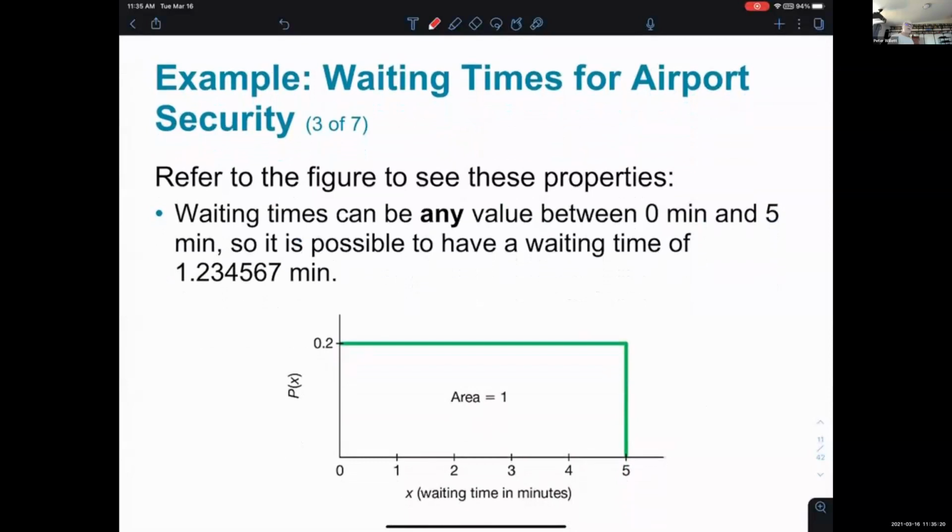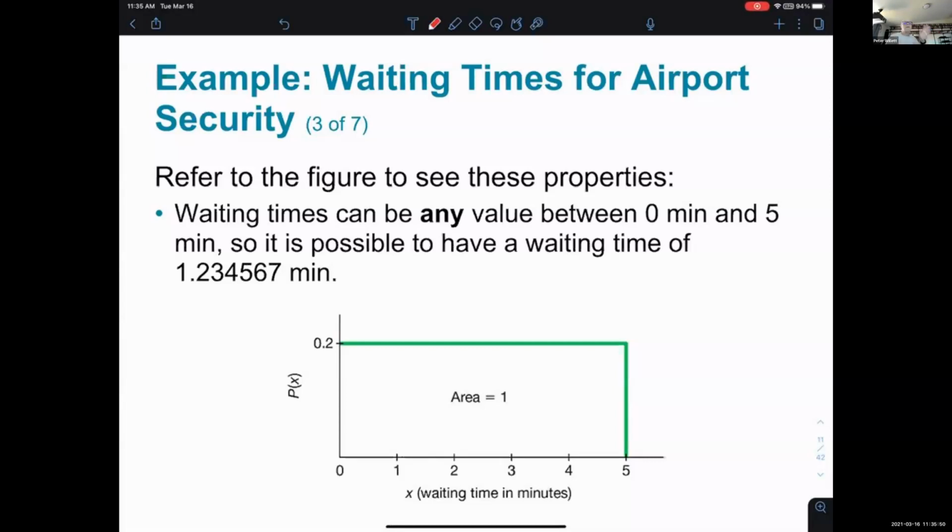So again, what does this mean? The waiting times can be any value between 0 minutes and 5 minutes. Those are the possible outcomes, or the values of X, the waiting times. So it's possible to have a waiting time of 1.234567 minutes. The idea being this is a continuous random variable, instead of discrete, because even within that 5-minute time range, all possible answers might be achieved.